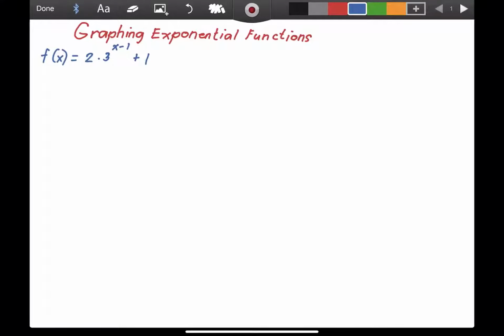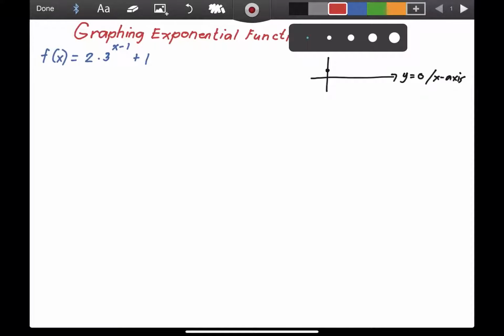But before we graph that, let us recall the basic graph of an exponential function. We know that the graph usually has the horizontal asymptote at y equals 0, or the x-axis, and usually it has the y-intercept at (0, 1). So this will be our graph there, passing through (0, 1). That's the graph of our parent function.